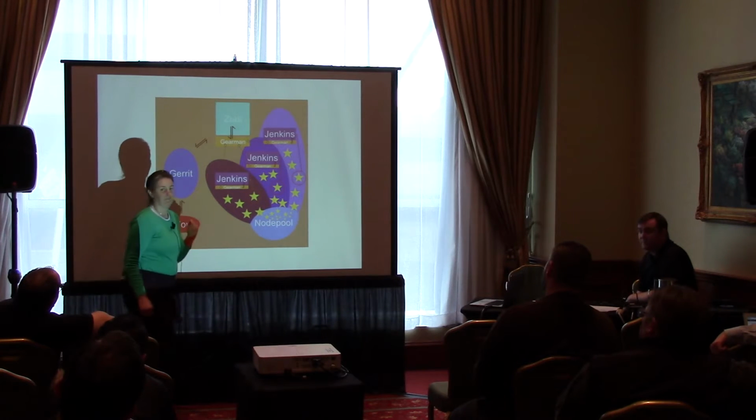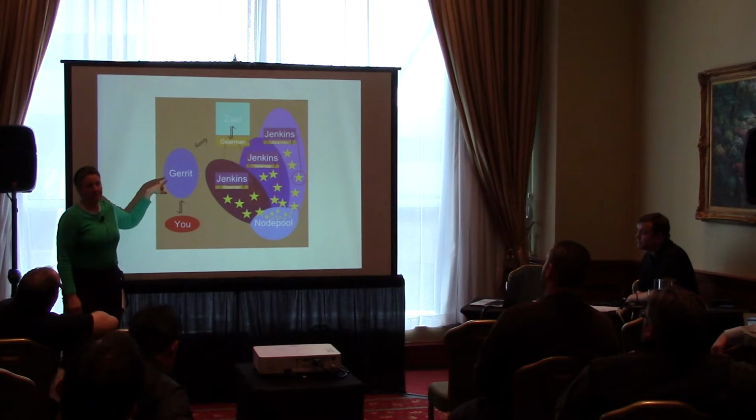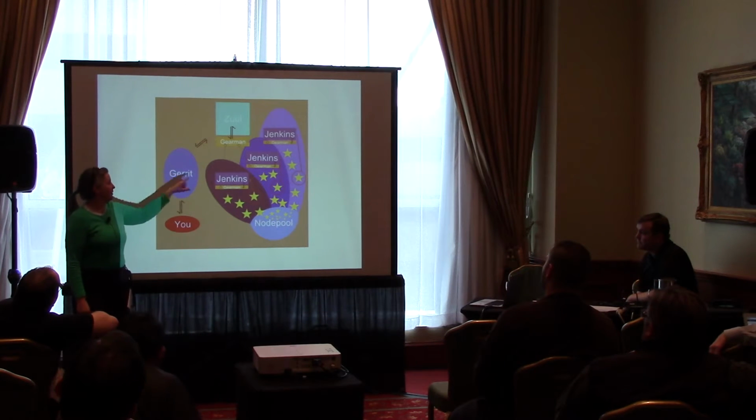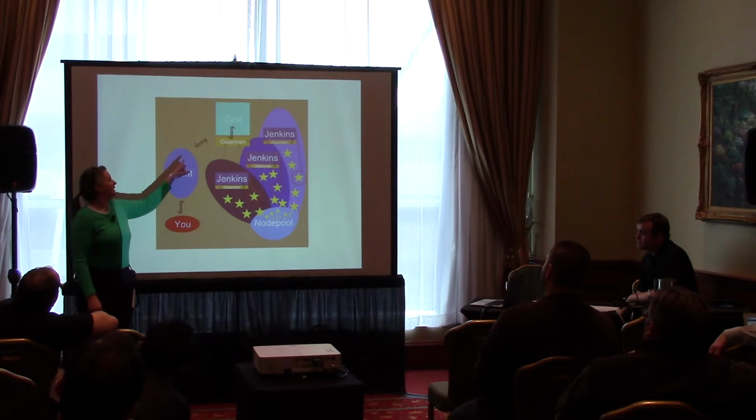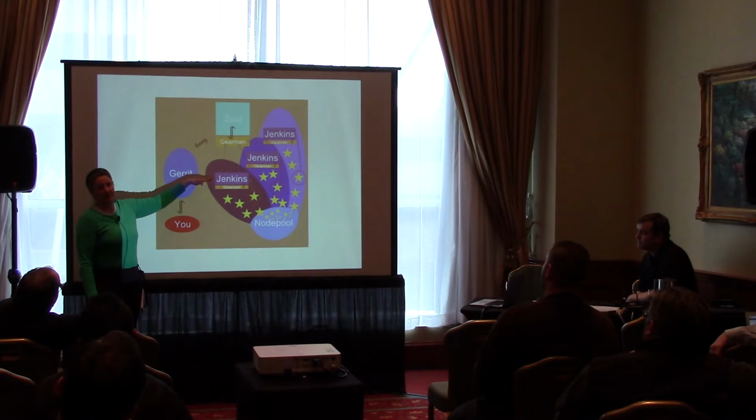Okay. So what does Zuul do? Zuul listens to the Gerrit stream. It is a communication layer between Gerrit and Jenkins. It listens to the Gerrit stream, and it makes decisions and sets up the information that Jenkins needs to actually run the job. So Zuul is kind of the coordinator.